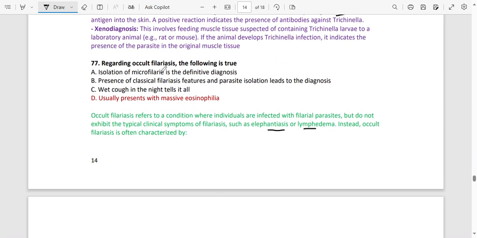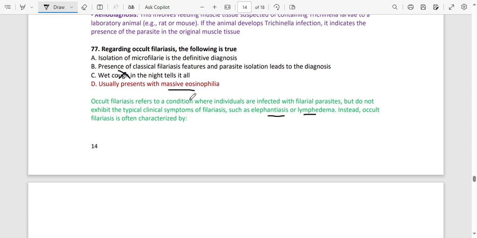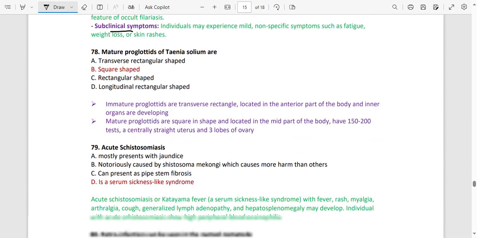So, regarding occult filariasis, the following is true. Isolation of microfilaria is definitive, like you can't get those. Presence of classical filarial features, there is no classical. Wet cough in the night tells it all. This is non-specific and usually presents with massive eosinophilia. Yes, there's going to be a lot of eosinophilia.